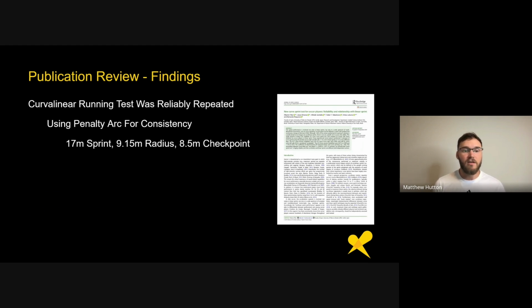And like I said, they had the 17-meter sprint, 9.15 meter radius of that circle, and then the 8.5 meter checkpoint halfway through the curve, so that they could see how these different individuals were progressing along that curve. Were they really fast to get through the first 8.5 and then slower on the back end once they got up to speed, or was it the other way around?